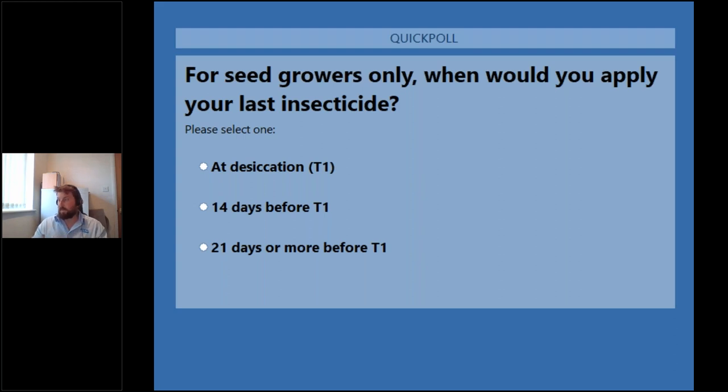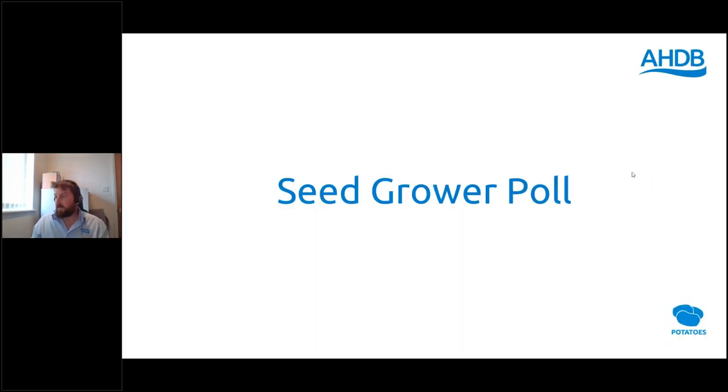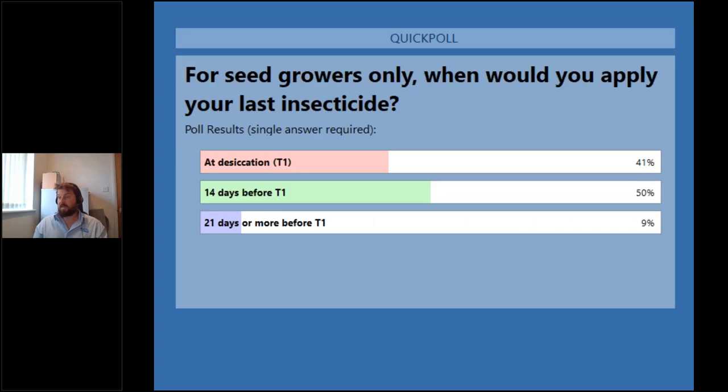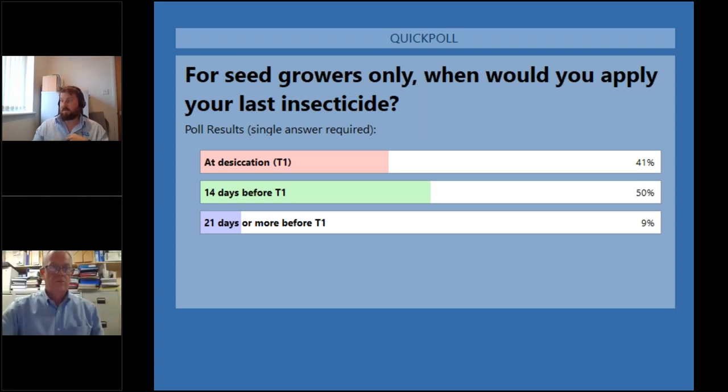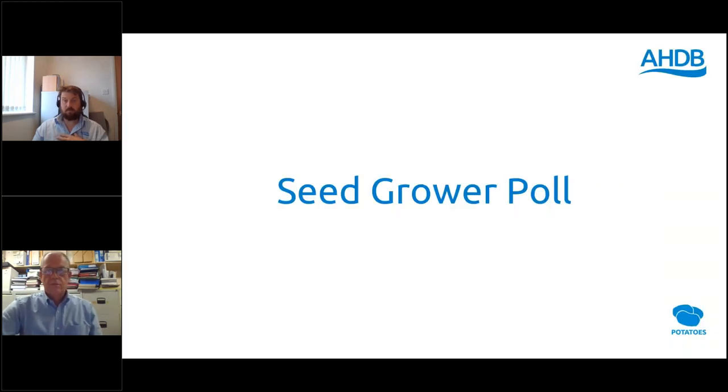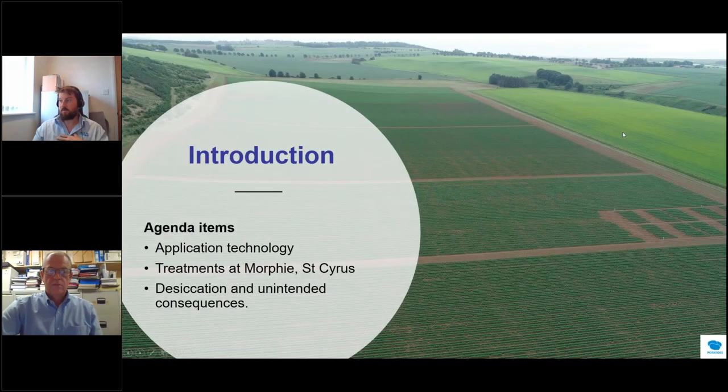Give people a bit of time to get their votes in. Great to see so much engagement from the audience. Give it a few more seconds. And that's great. If you take it there, Christian. There we go. Yeah, 50% of you 14 days before T1, and 40% at T1 with just less than 10% 21 days or more before. So hopefully that'll set you up nicely for what you're going to talk about, Eric. And I will move to your slide and turn myself off.